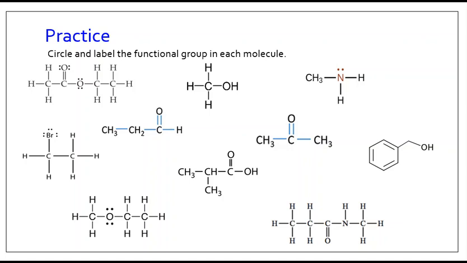All right, let's go over this. Let's see what you guys come up with. This first one in the upper left, right here. Hopefully you were able to circle and see that C double bonded to an O, also bonded to an O in the middle there. What do we call that one? Which functional group is that one? It's an ester. Very good.